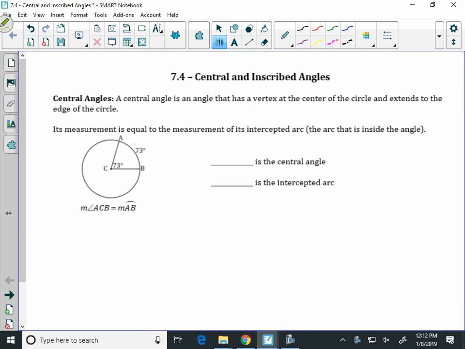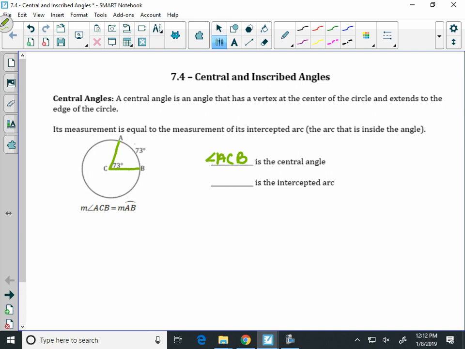Okay. The first type of angle we're going to talk about is a central angle, and it is exactly how it sounds. A central angle is an angle that has a vertex at the center of the circle and extends to the edge. Okay. So we take a look at this diagram. Here's this angle right here, angle ACB. That is our central angle, because the vertex C is the center.